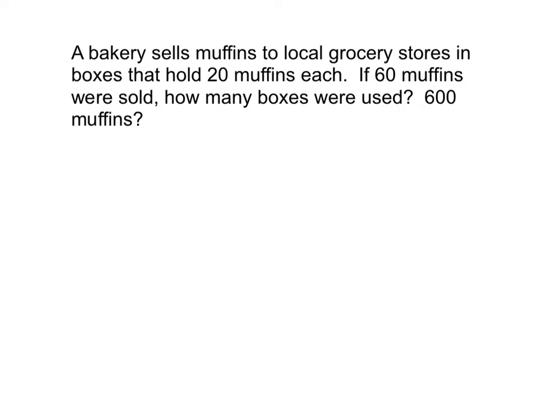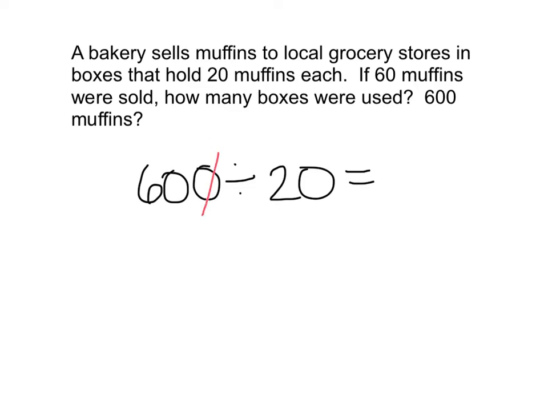Now here we have the same problem, but instead of it being 60 muffins, we're going to have 600 muffins. So 20 muffins in each box, and we have 600 muffins. Our problem is going to be 600 divided by 20. So based on what I just told you, remember if you have a 0 on each side, we can work with this. So I cross out this 0, and I cross out this 0. And now my new problem is 60 divided by 2.